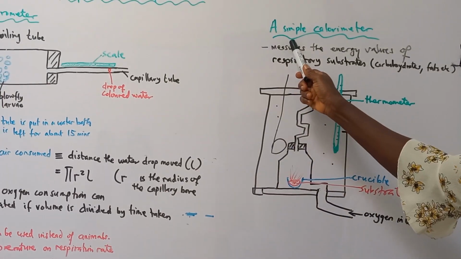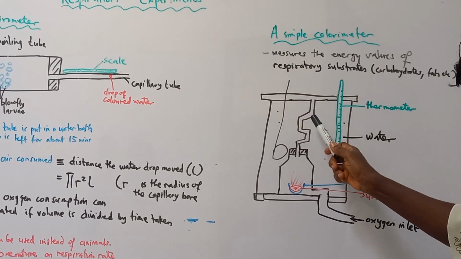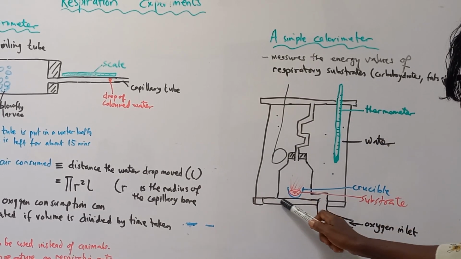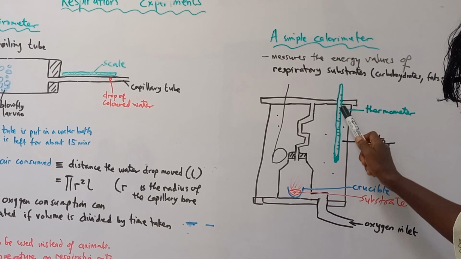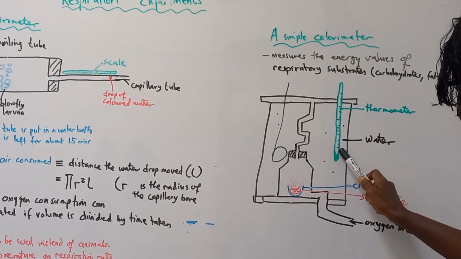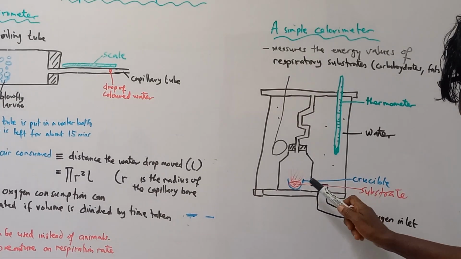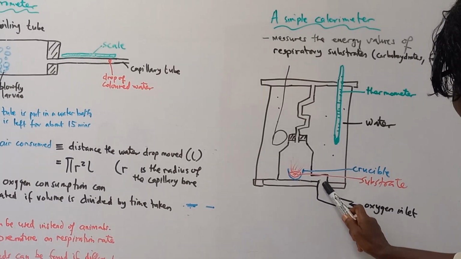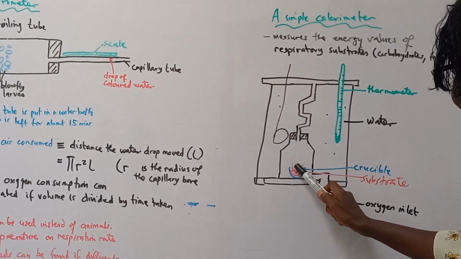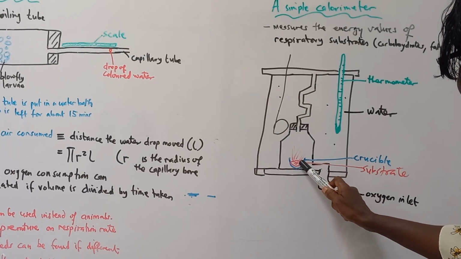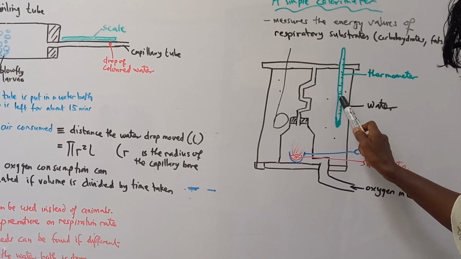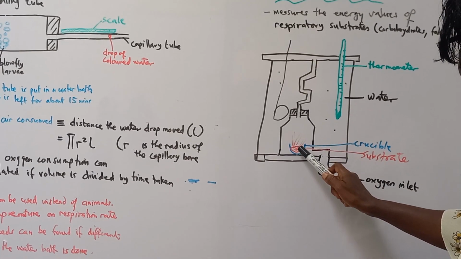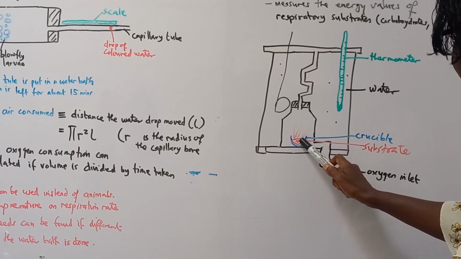Finally, for today, a simple calorimeter can be used to measure the energy values of respiratory substrates. This is like a simple calorimeter. Here you have water, in here you have your thermometer, which measures the temperature, and here is a crucible with the substrate inside, an oxygen inlet into the system here, and a light is set onto the substrate, and the measure of temperature will give an indication of the energy value of the substrate, and so different substrates produce different energy.